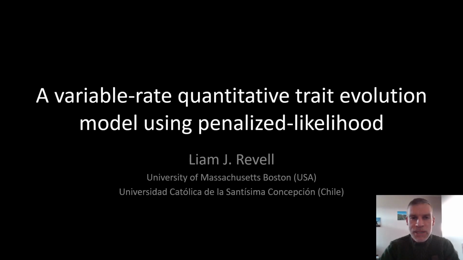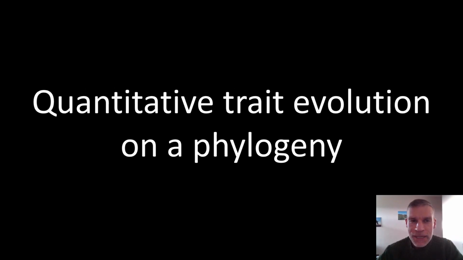Hi, my name is Liam Revell, and today I'm going to talk about a new phylogenetic method in which we fit a variable rate Brownian evolution model to quantitative trait data in a phylogeny using penalized likelihood. Typically, when we study quantitative trait evolution on a phylogeny, we fit one of a handful of different models.